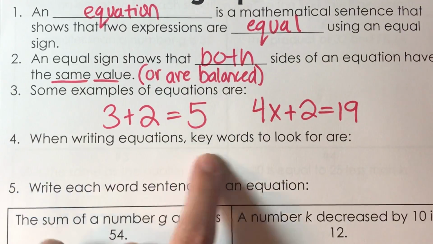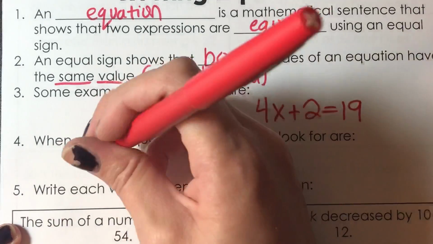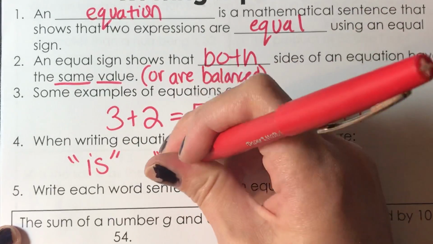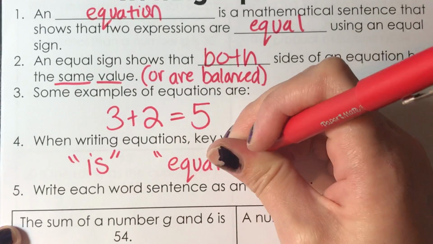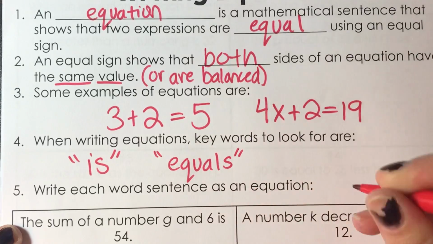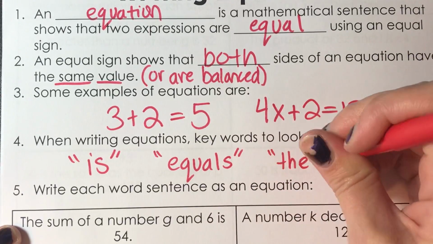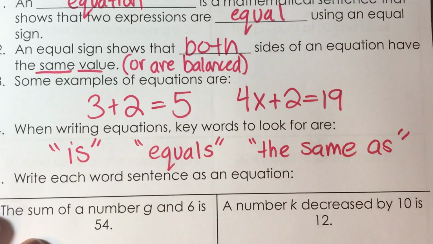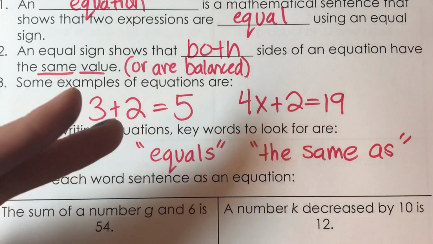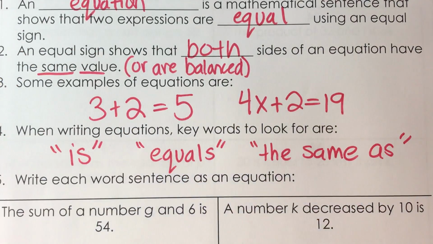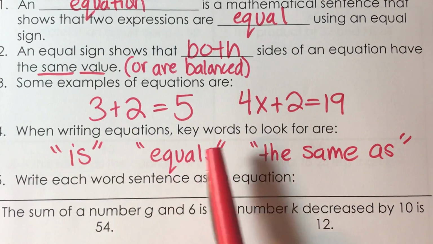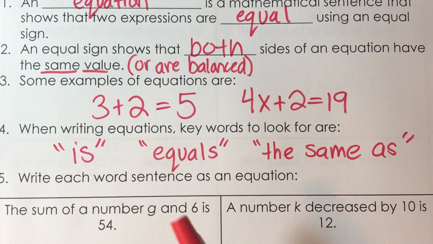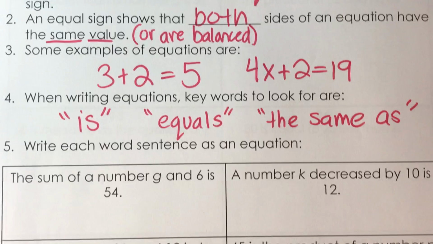When writing equations, keywords to look for are is, equals, and the same as. So in the past when you had words like product, quotient, sum to give you hints about what operations to use, these words will tell you that you are actually making an equation with an equal sign. And there will be some other examples up on Miss Madera's vocabulary wall.